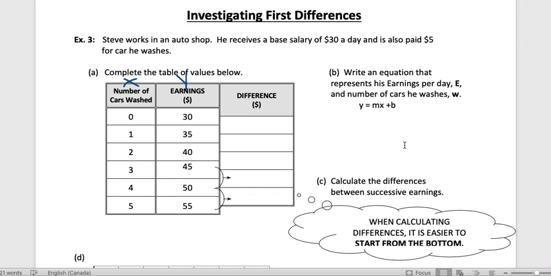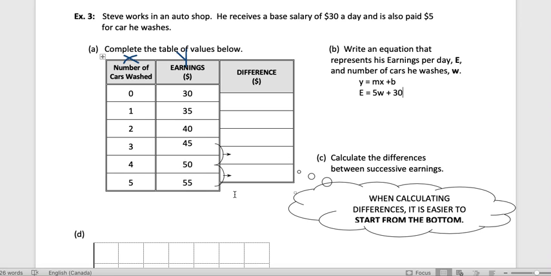So we're going to replace y with our earnings because this is what it's telling us in the question. Our slope is what he is paid per wash, $5 per wash. And his initial value, so when our x is 0, our y value is 30.